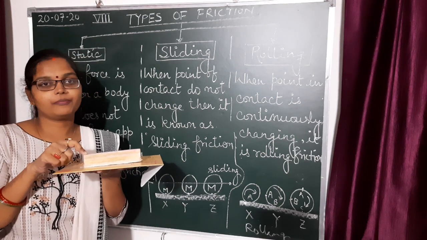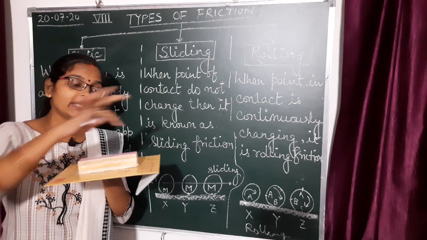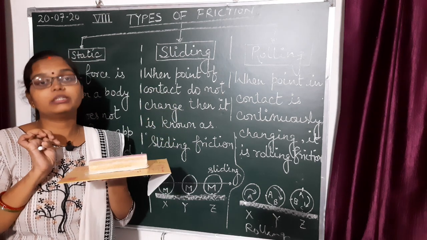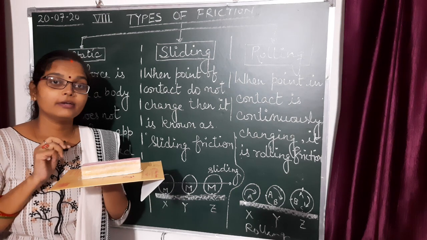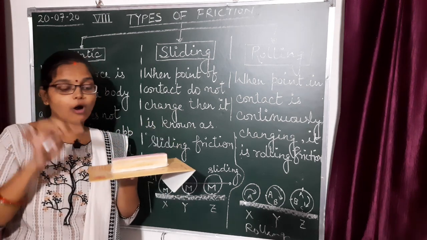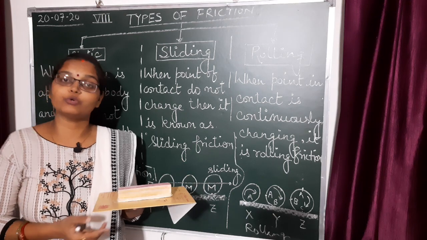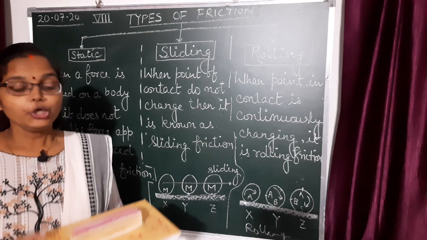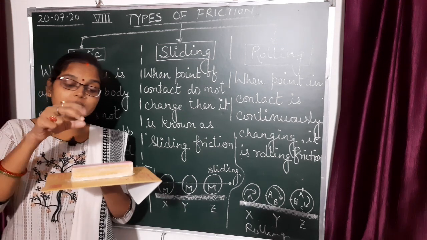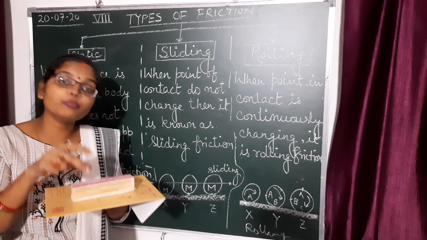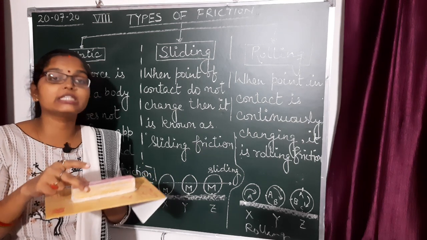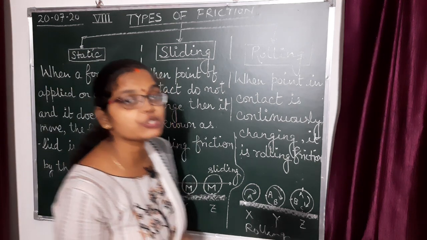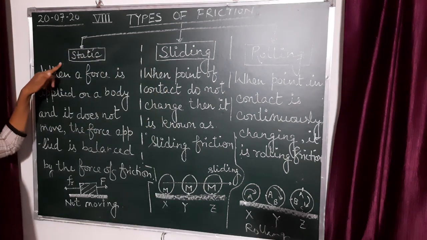What does it mean? It means that there is something which is opposing this force and which is equal and opposite to the applied force. And that something is friction, due to which it is stable, it is not moving, or we can say it is balanced. So such type of friction is known as static friction.